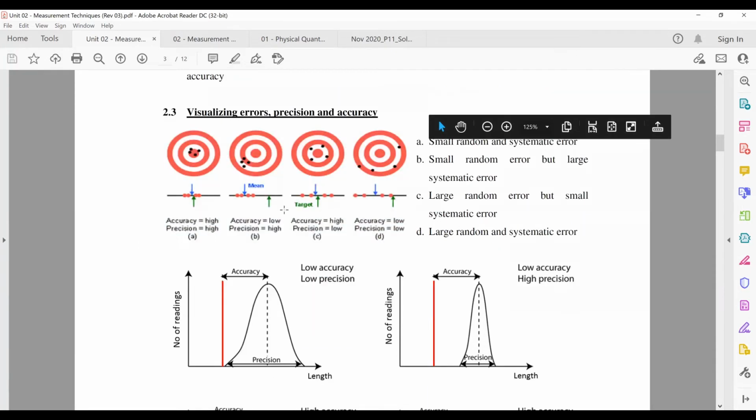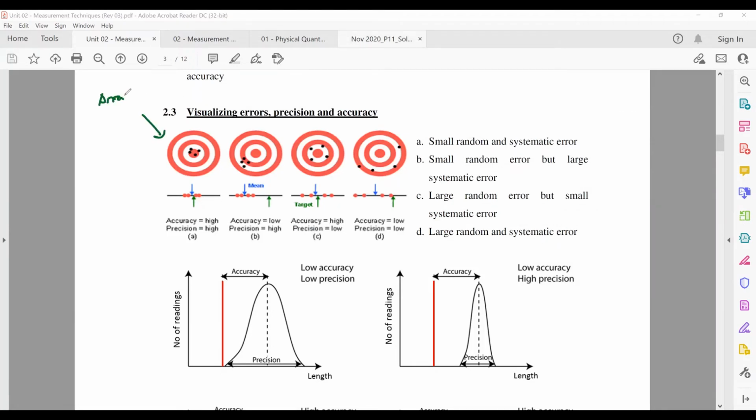Now let's just say right now you have an arrow board where you shoot arrows at it, and the holes made by your arrows here represent your readings. Okay, and then you assume that the middle part of the arrow board represents your true value. So by looking at how the shots are on the board, you can identify the amount of random and systematic error as well as the precision and accuracy.